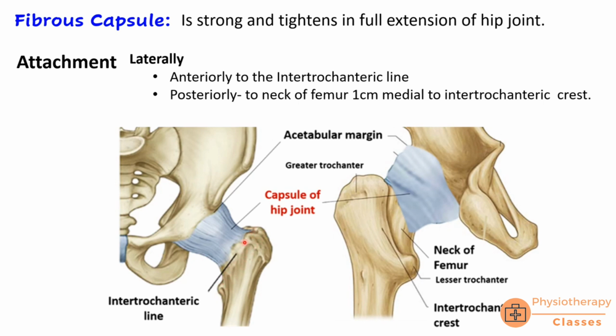So anteriorly the fibrous capsule will be attached to the intertrochanteric line, but posteriorly, if you see here, we can see this is greater trochanter, this is lesser trochanter, and here we have the intertrochanteric crest, but it is not attached to the intertrochanteric crest. It is in fact attached 1 centimeter medial to the intertrochanteric crest. So anteriorly the whole of the neck of the femur is intracapsular, whereas posteriorly part of the neck of the femur is outside the capsule.